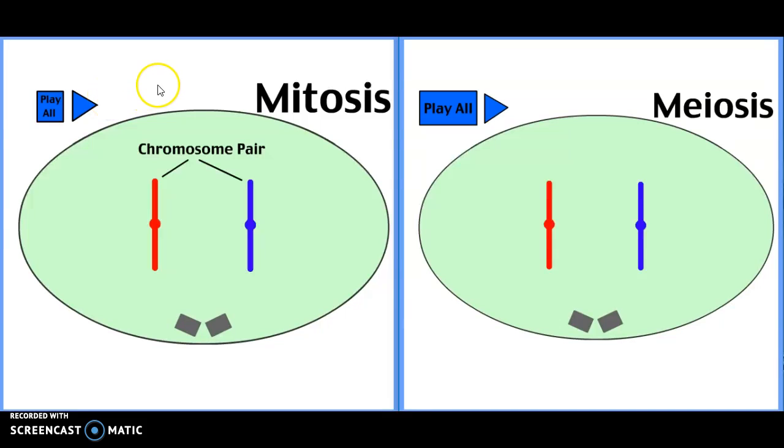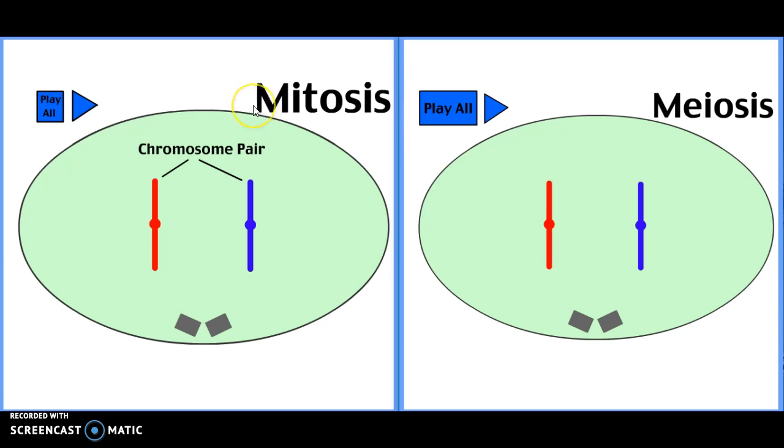I'd like to show you a comparison of mitosis and meiosis. Mitosis, the purpose is to create more of the same type of cell. So in your body, the purpose would be to create more liver cells or more stomach cells. Meiosis is to create the sex cells or the gametes.